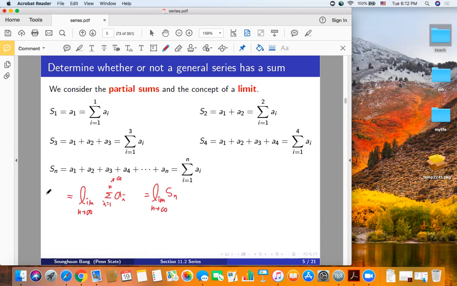You can write the summation i equal to 1 to infinity of a_i. Only replace i by n, it doesn't matter: summation n equal to 1 to infinity of a_n. That's it. So how can you find the summation of a_n? This is the idea. Take the partial sum, take the limit. This is the whole idea. So this is very important. You can use this one.